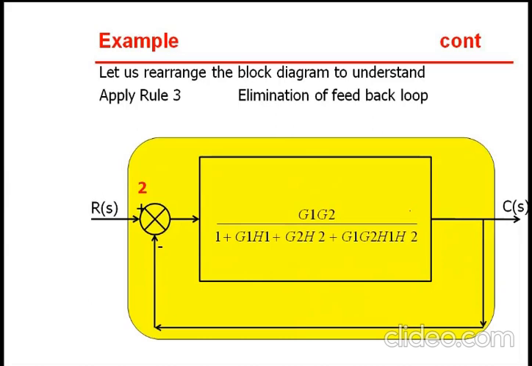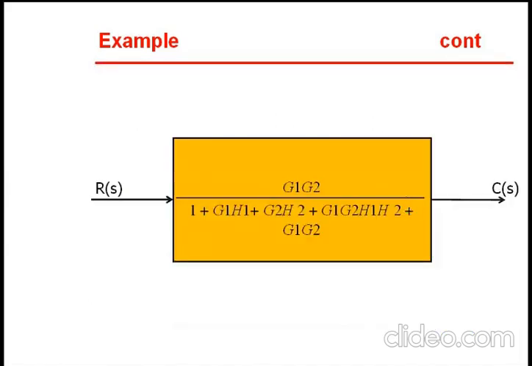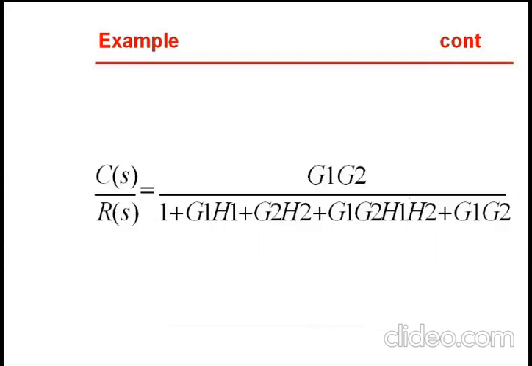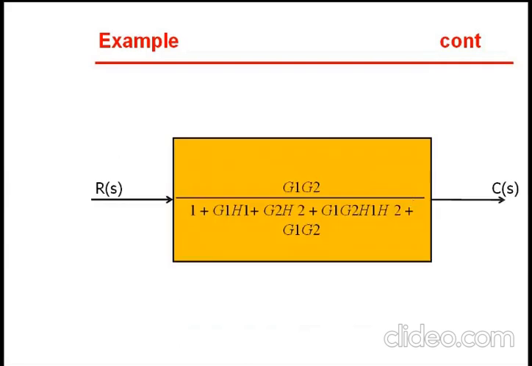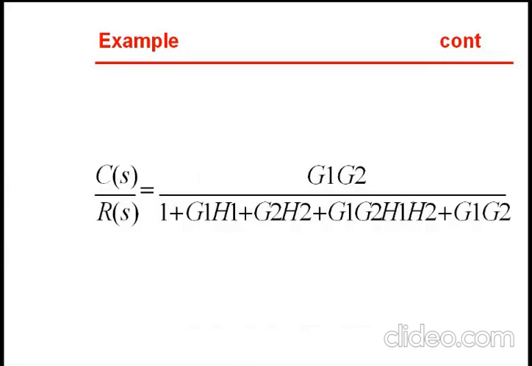So now you apply that and you will be getting this answer. C of S by R of S is equal to this one. In terms of C of S by R of S in equation form, it is G1 G2 divided by 1 plus G1 H1 plus G2 H2 plus G1 G2 H1 H2 plus G1 and G2. Here is the end of this problem.